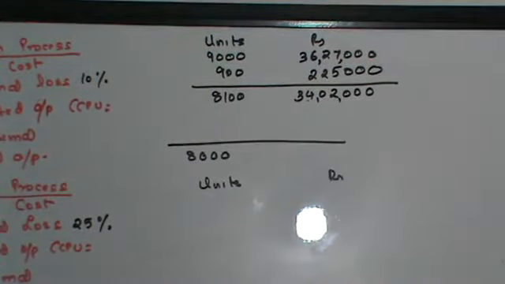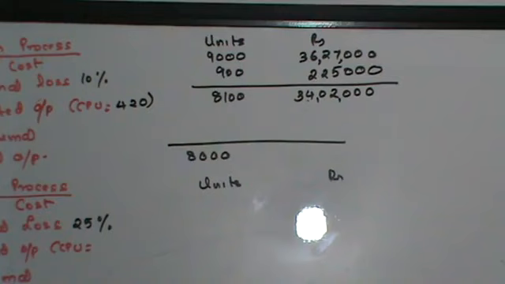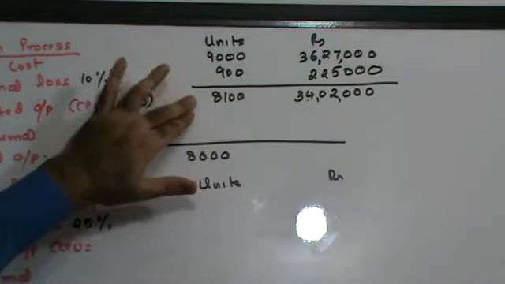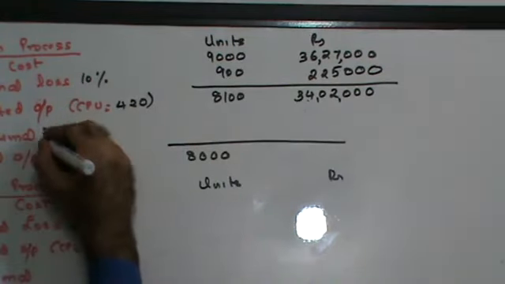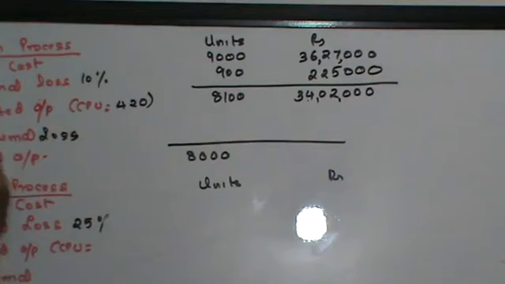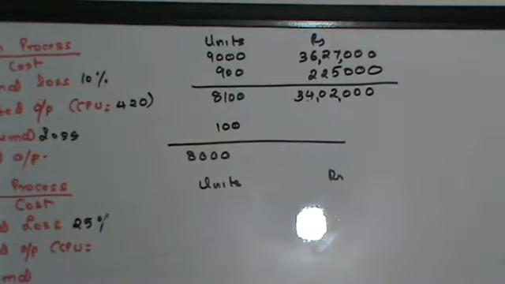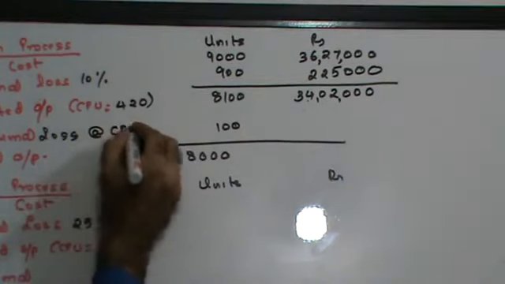Okay. CPU, how do I get CPU? 34 lakh 2,000 divided by 8,100 will give you a CPU of 420 rupees. Now, I'm expecting an output of 8,100, whereas my actual output is 8,000. That means I'm going to have an abnormal loss of 100 units. You have to always calculate abnormal loss at the rate of CPU.